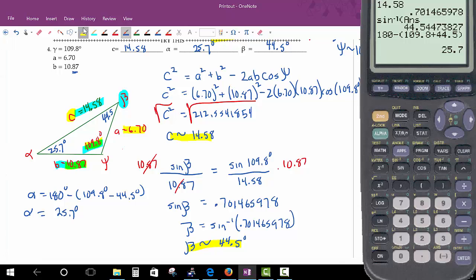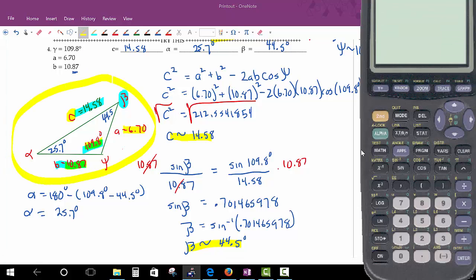So I've got the whole triangle kind of put together here. So now I can go through and check everything. Let's start with side A, 6.7 divided by sine of opposite angle, 25.7, get the answer. Go to side B, 10.87 divided by sine of the opposite angle. Okay, looks like we get about the same thing.